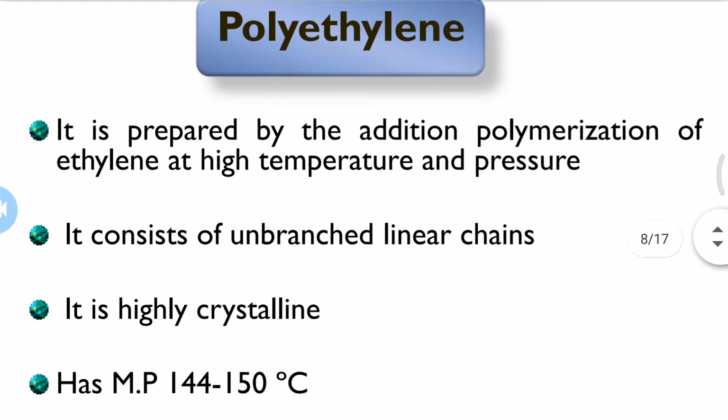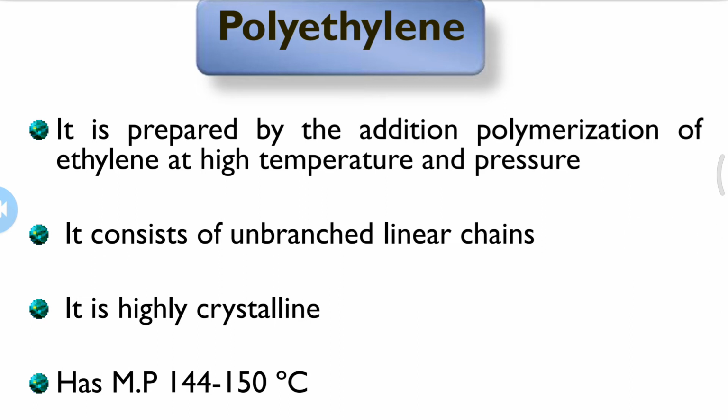So another polymer is polyethylene. Polyethylene is prepared by addition polymerization of ethylene at high temperature and high pressure to form polyethylene polymer. In this polyethylene, ethylene is used as a monomer. It consists of an unbranched linear chain and it is highly crystalline, has a melting point near about 144 to 150 degrees centigrade, less than Teflon.